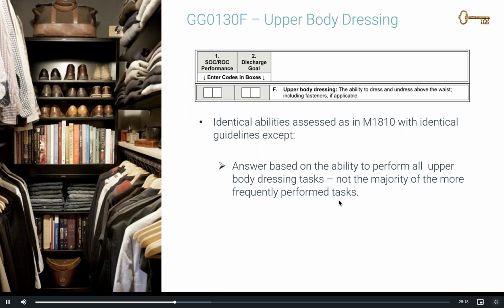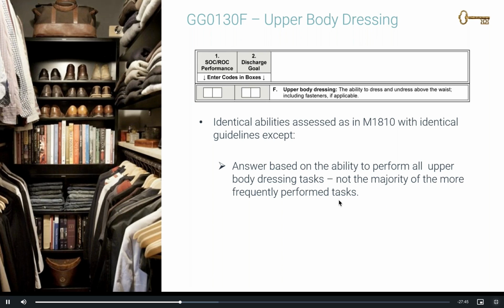Now, in our GG0130 items, we have it split out a little differently because we have F, upper body dressing. So here we're looking at basically identical abilities as to what we assessed in M1810. It's just the guidance is a little different here, and this is an important difference because we want to remember that while the M1800 items, we're talking about the idea of the majority of dressing tasks. Here, our answers are based on their ability to perform all upper body dressing tasks, not the majority.